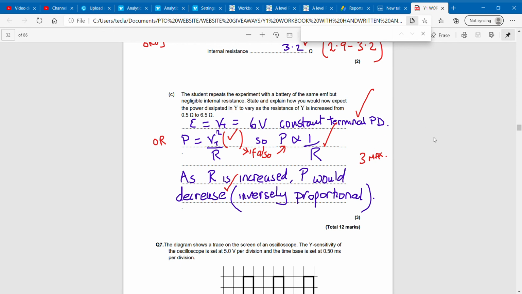Okay, so check that one to see if you've got all 3 marks.